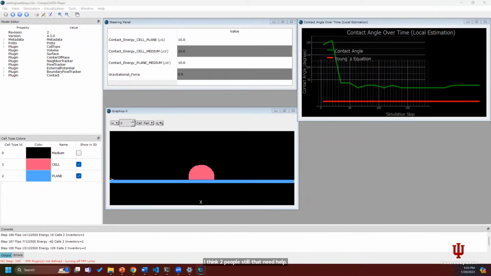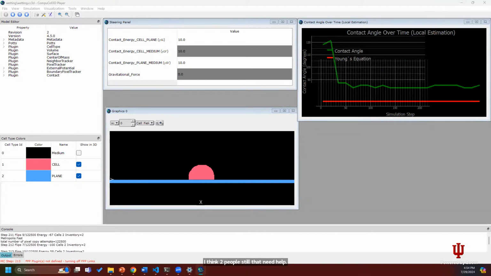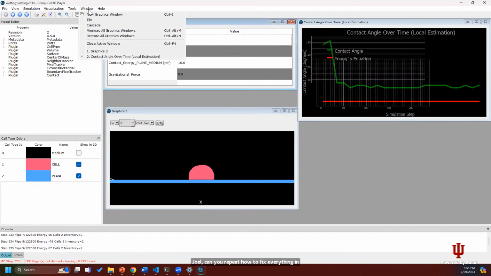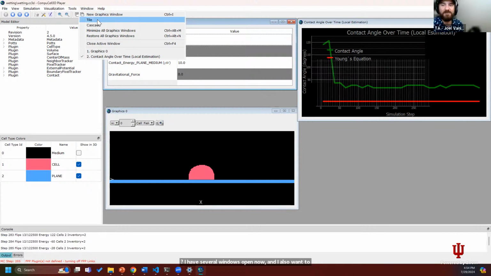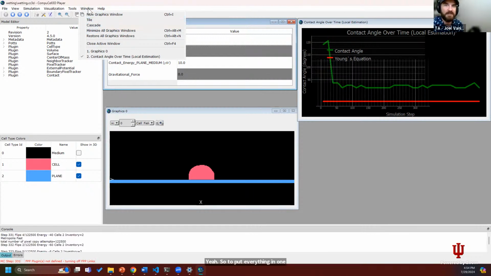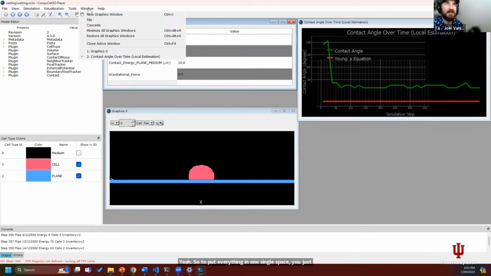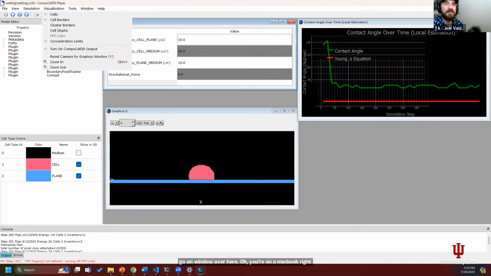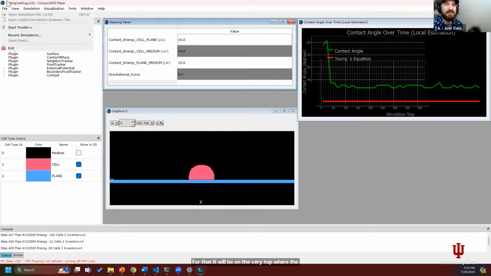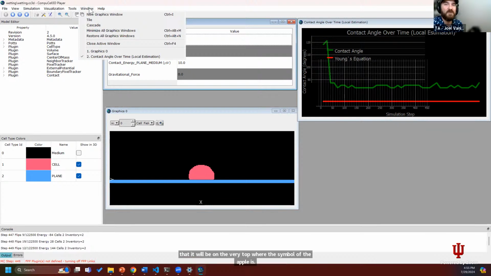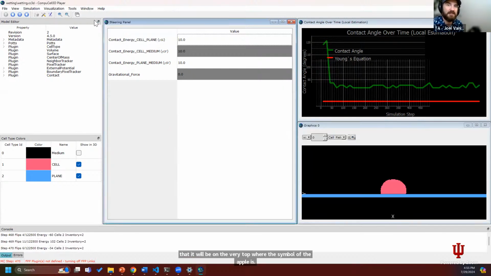Joel, can you repeat how to fix everything in one window? I have several windows open now, and I also want to have it in one. Yeah. So to put everything in one single space, you just go to Window over here. Oh, you're on a MacBook, right? For that, it will be at the very top where the Apple symbol is. You move over there, you'll find Window, and then you click Tile.